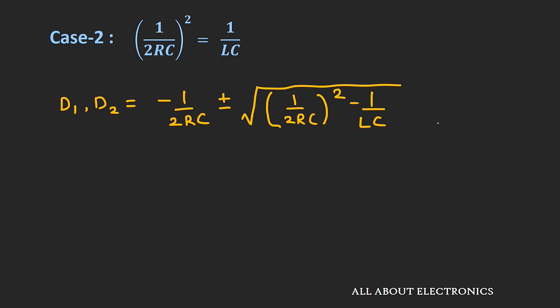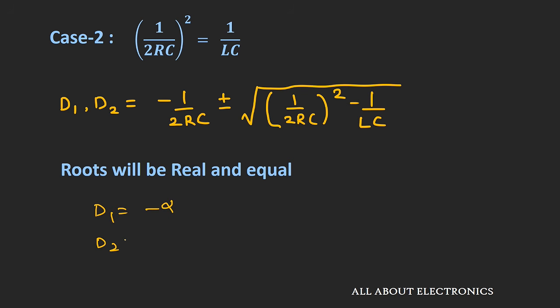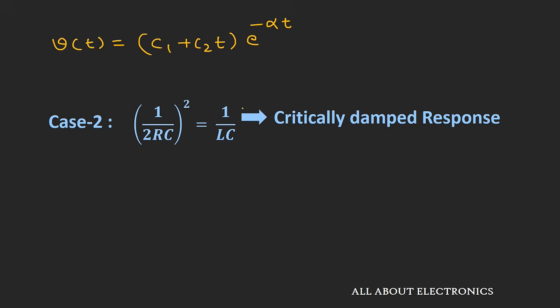Similarly, in the second case, if the two values are equal, then the roots will be real and equal. So we will have d1 as minus alpha and d2 as also minus alpha. And the solution can be given as V of t, that is equal to (C1 plus C2t) into e to the power minus alpha t. Well, if any of you don't know how we have arrived at this equation, then I will provide a separate link in the description for the mathematics which is involved in finding this solution. So now for the second case, the response can be known as the critically damped response.